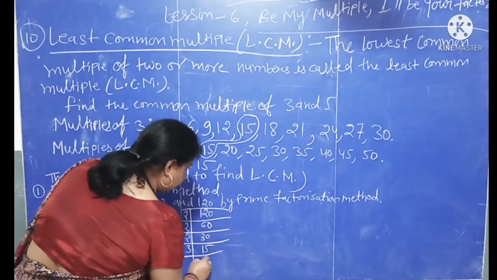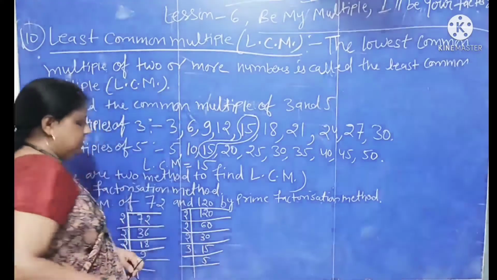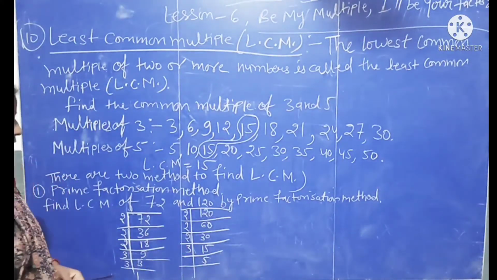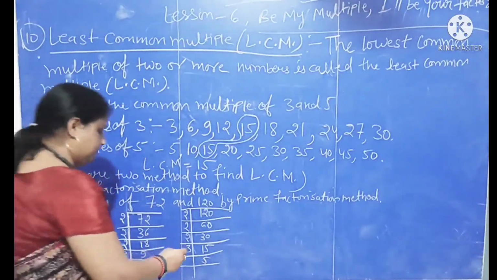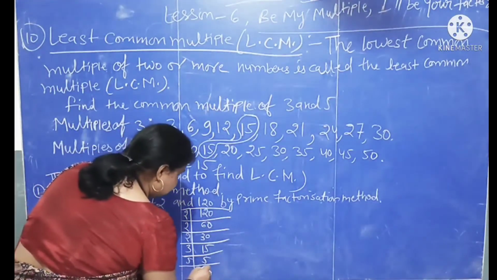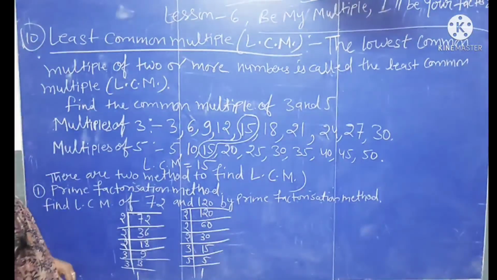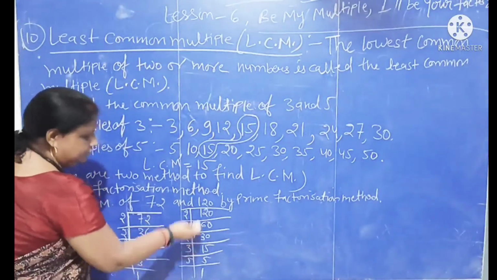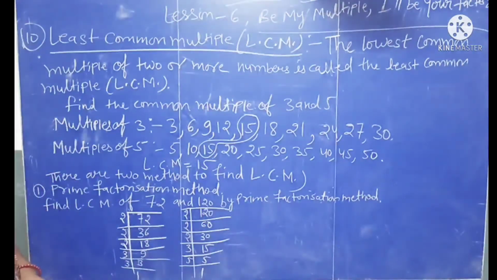3 5s are 15. Here is 5. 5 is not divisible by 3. So, we take the next prime number, 5. Here is 5, 5 divided by 5 is 1. So, here are the prime factors of 120.